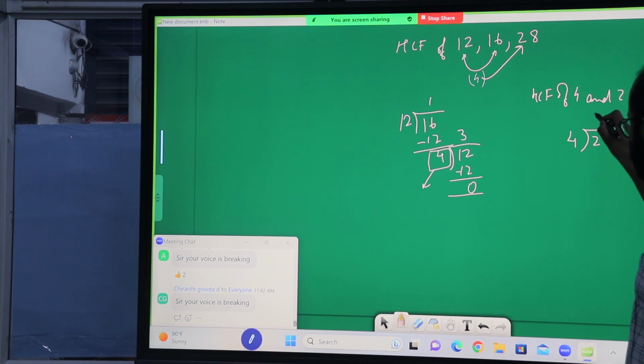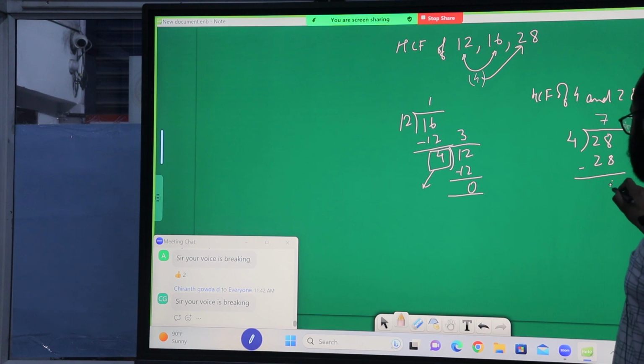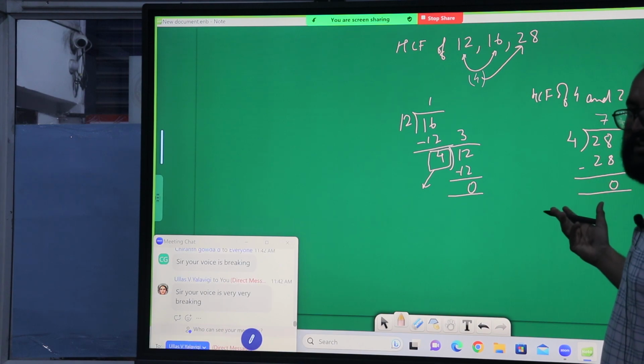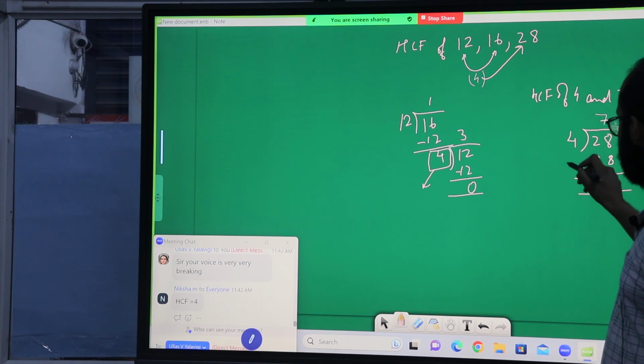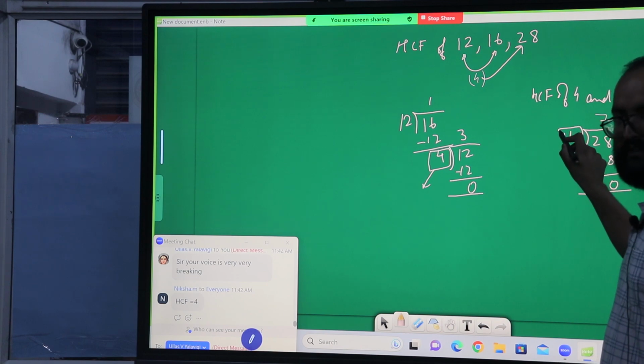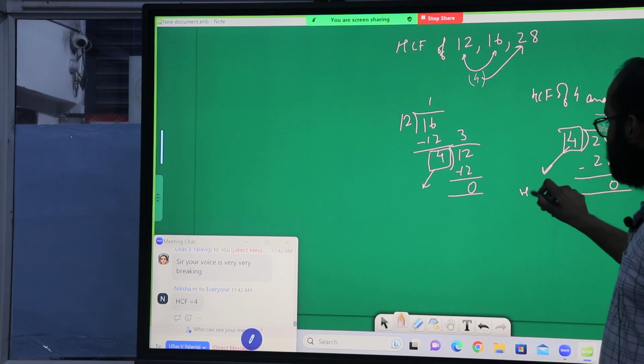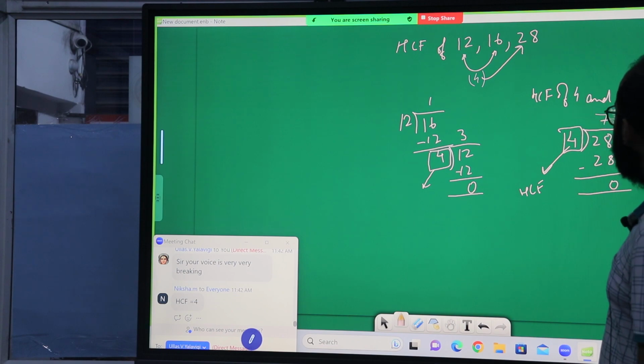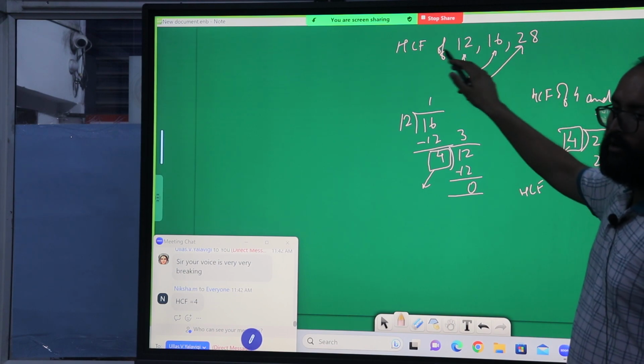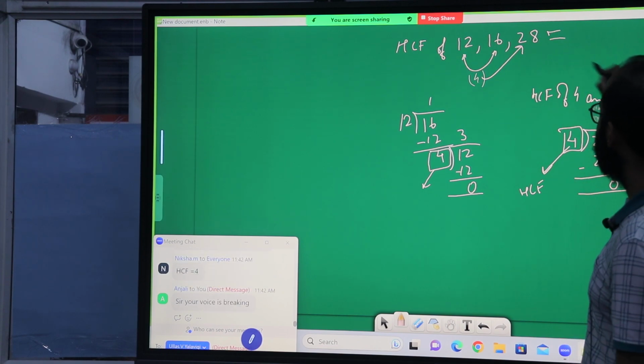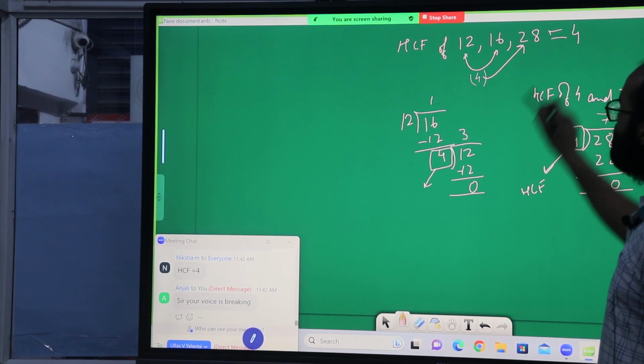We can clearly see that 4 7s are 28. Yes or no? Remainder is 0. That's it. So what is the HCF? 4, the last divisor, that is 4 itself. HCF of 4 and 28 is 4. So the HCF of all these 3 numbers is 4.